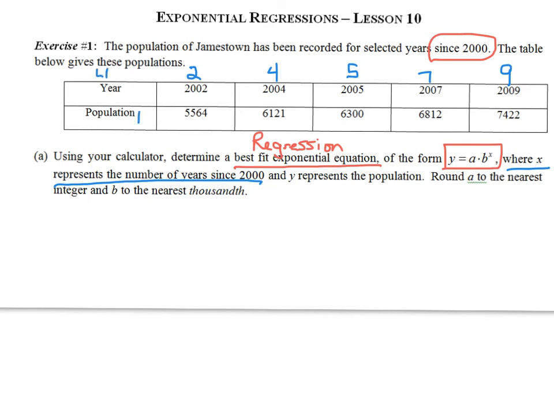The population is going to go in list 2. Now it's important to note that the reason that I can't put these big values of years 2002, 2004, 2005 in list 1 is because for exponential regressions, these values would not give me an accurate exponential regression. So we'll come back to this question after we enter the information into our graphing calculator. So I'm going to turn the page and go ahead and enter so that you can see what it looks like on my calculator.